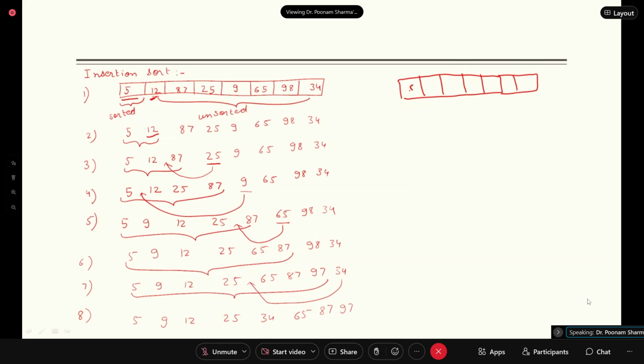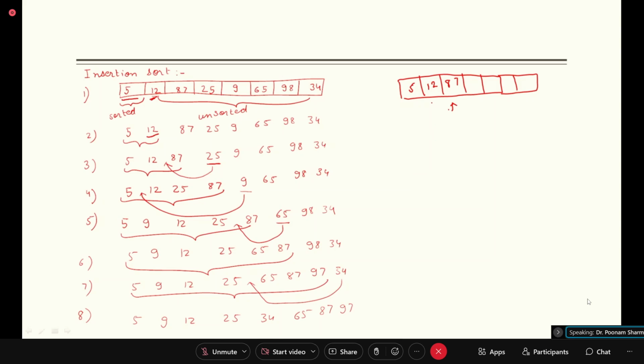So first one sat here. Okay, then 12 came, so 12 is having higher value than 5, then 12 sits here. Then next one is 87 having higher value, so sits here. Then comes 25. So 25 comes and asks them, what's your number?